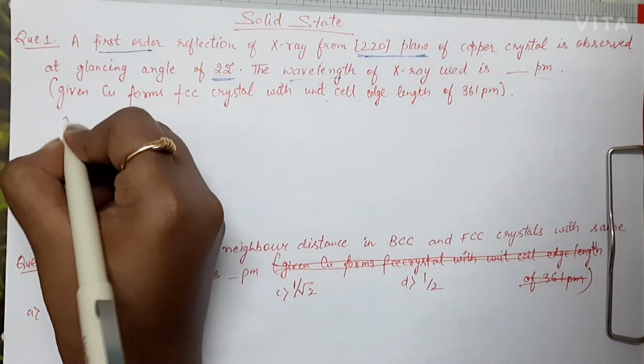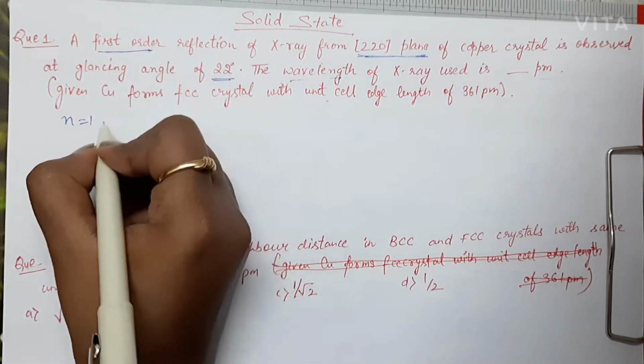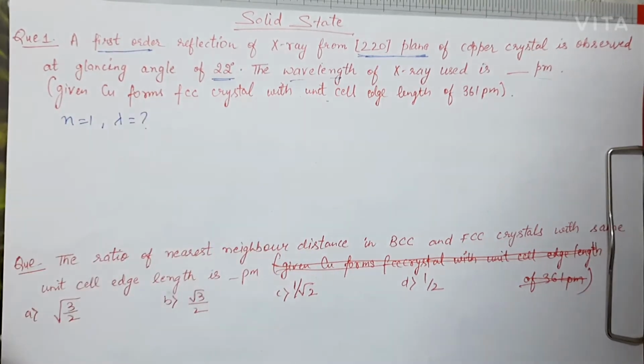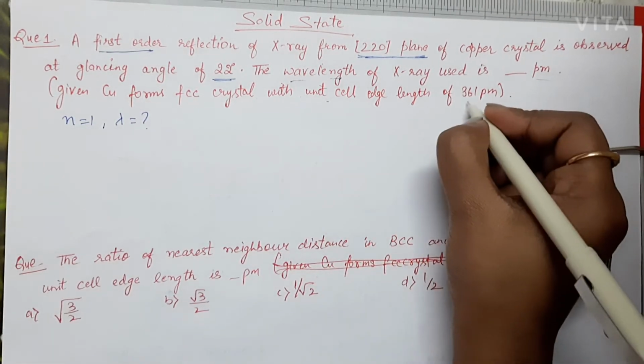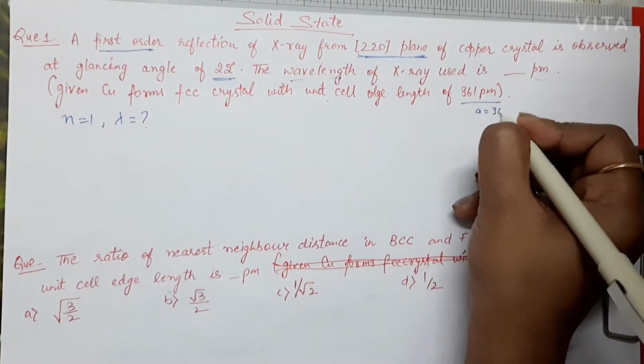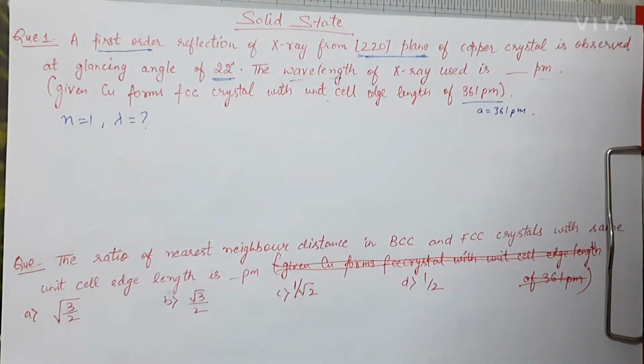So first of all they have given n is equals to 1, that is first order reflection. Now we have to find out the value of lambda. Okay, they have given a, that is edge length. a is given 361 picometer. Now basically we have to find out lambda.